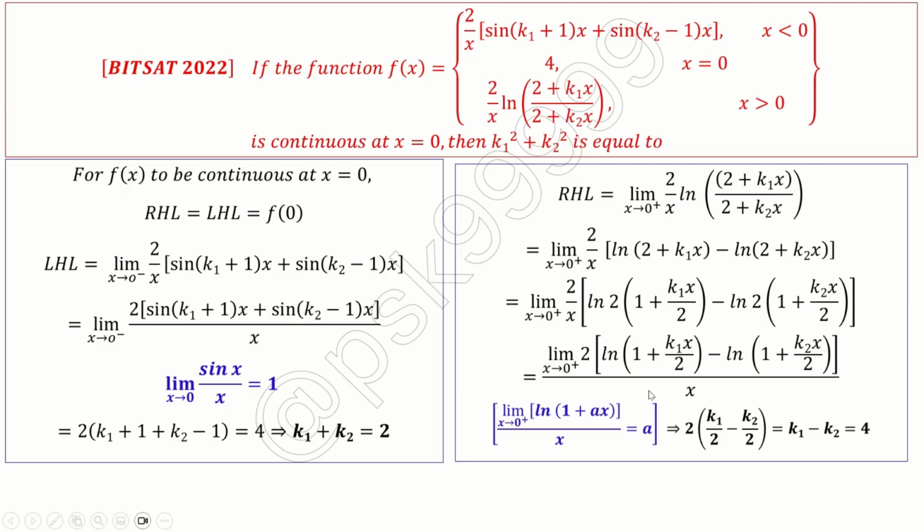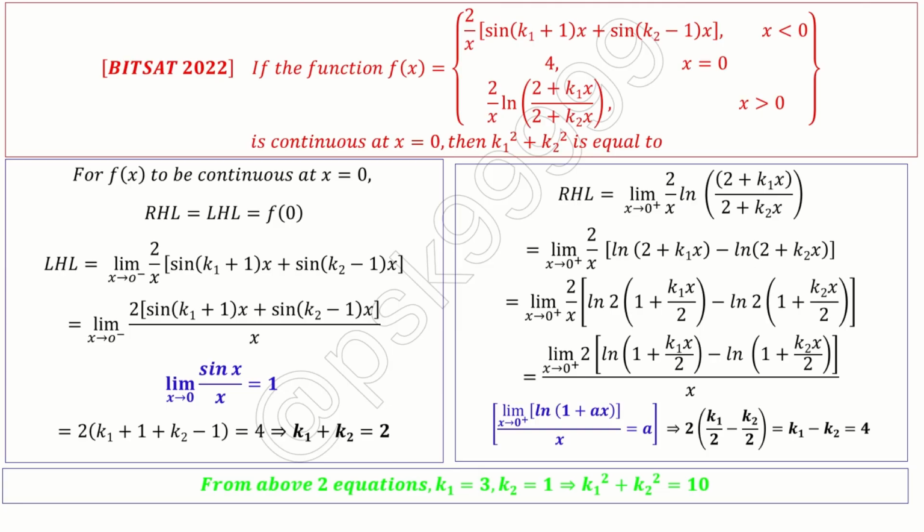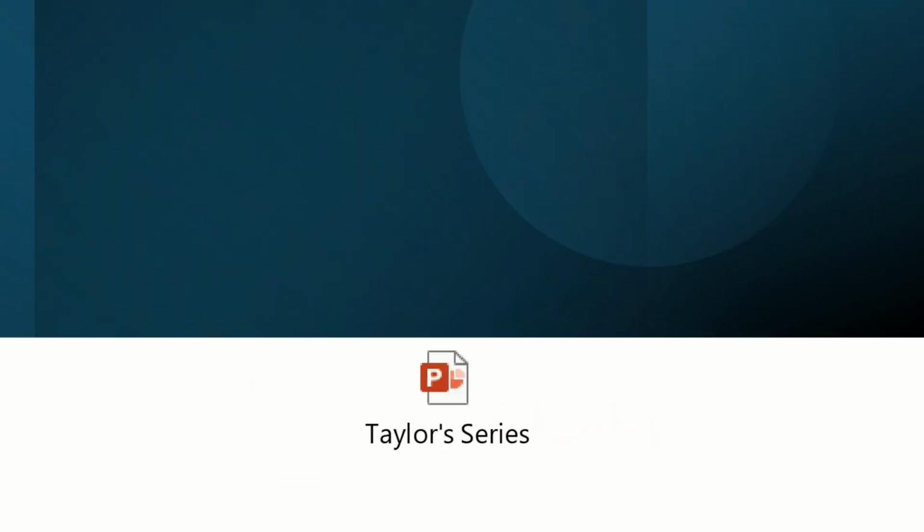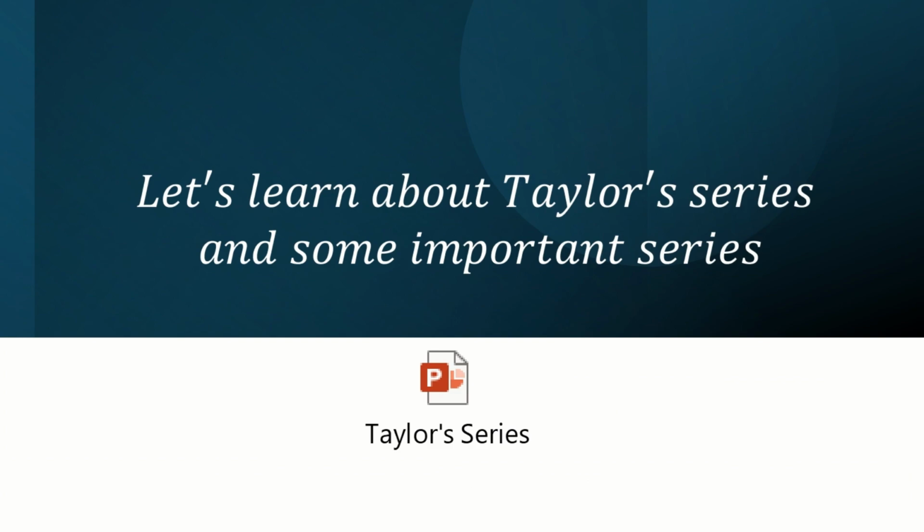Now the formula I use is this one. Limit as x tends to 0 plus of ln of (1 plus ax) by x equal to a. Here since there is k1 by 2, I will get k1 by 2, and k2 by 2 with a minus sign, and 2 times. If I simplify, I get my second equation, which is k1 minus k2 equal to 4. From these two equations I can get k1 and k2, which are 3 and minus 1. So k1 square plus k2 square is nothing but 10. That's the answer.